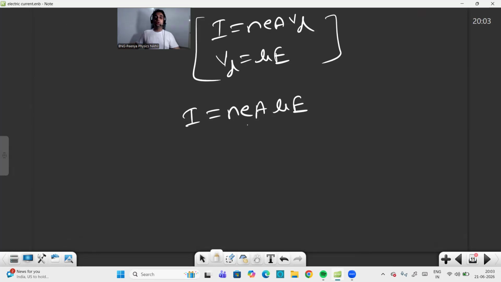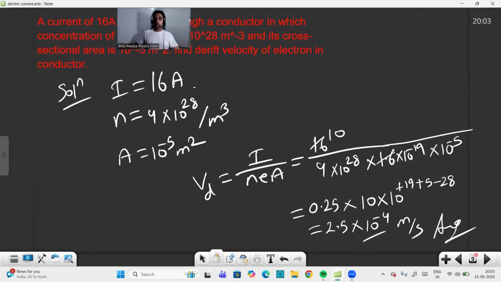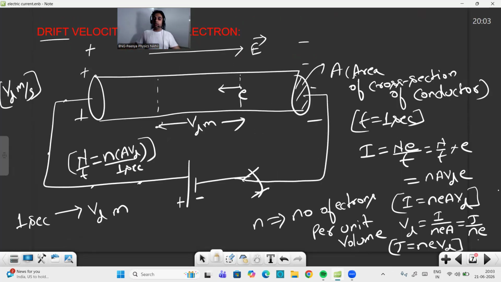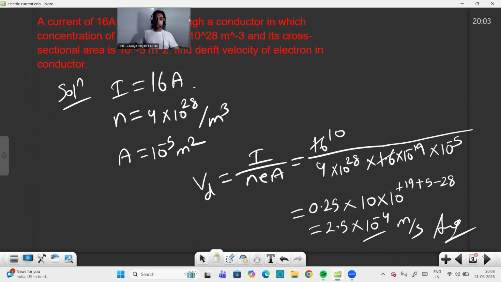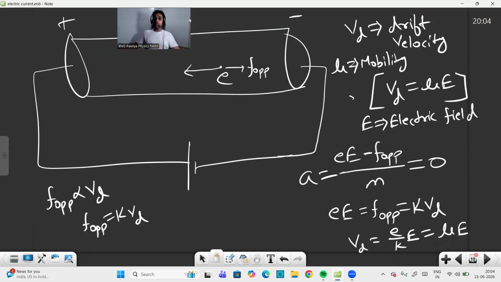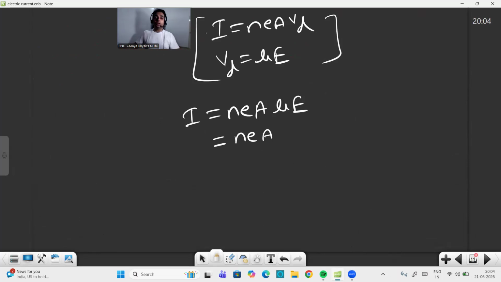Correct? So here we can write neA mu E. Because vD equals what? Here you see this one formula. I equals nevA we have written, and vD equals mu into E. So finally, with these two relations we can write I equals neA mu into E. Correct? I think all of you understood here.